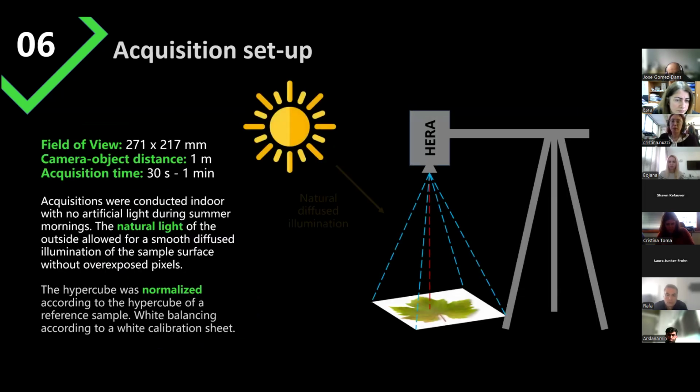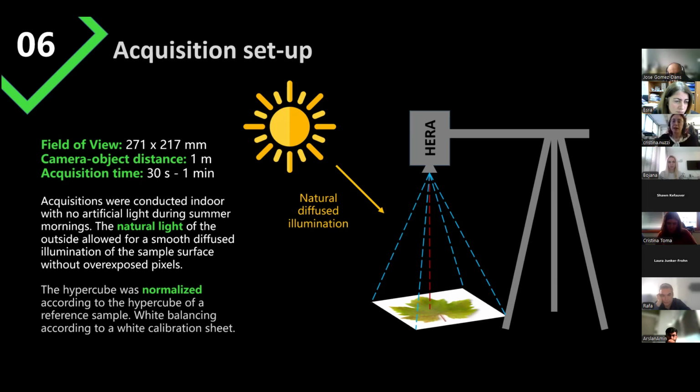The acquisition setup was this one. We weren't able to acquire data in the field directly because the field was not powered by electricity. We tried it, but it was not possible. So we collected the samples from the field with the aid of an agronomist, and then moved to a nearby facility, a little house nearby, where we mounted the equipment to scan the leaves.